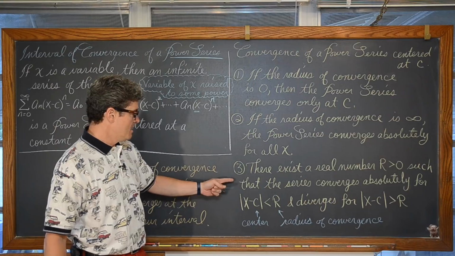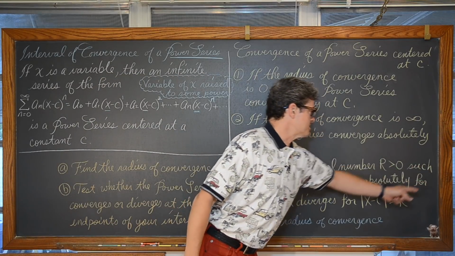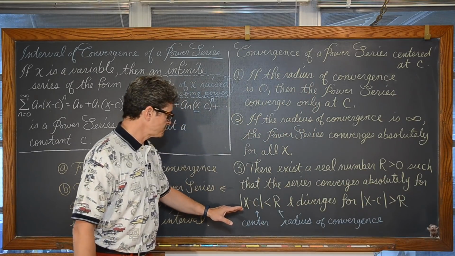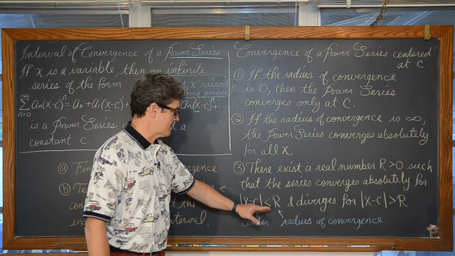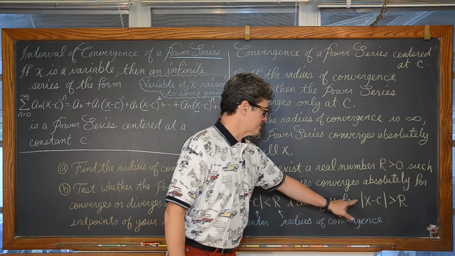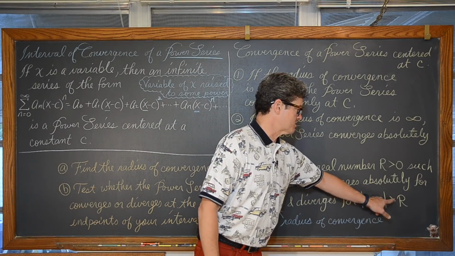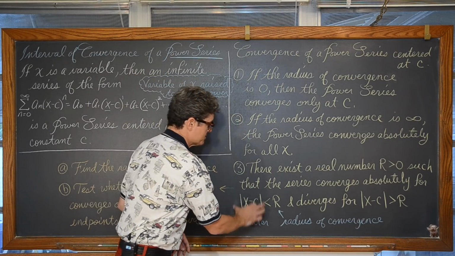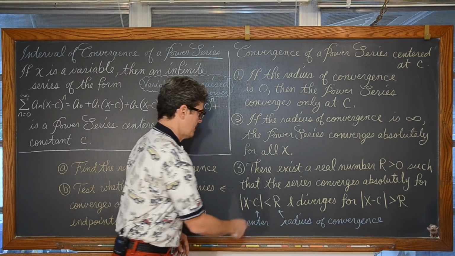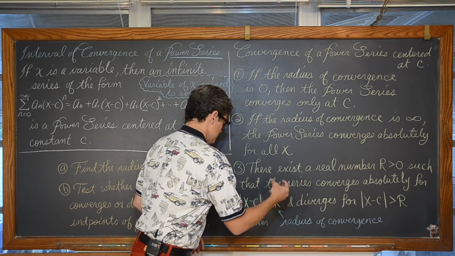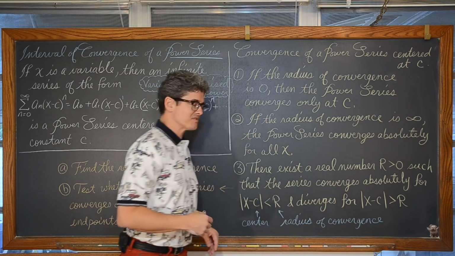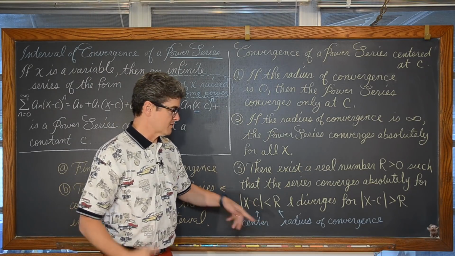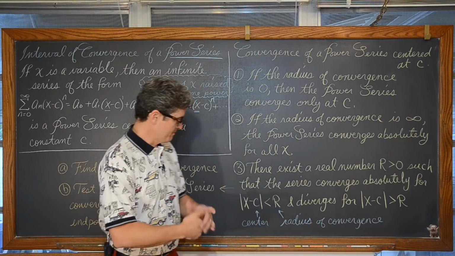play. Well, if there exists a real number r greater than 0 such that the series converges absolutely for the absolute value of x minus c less than r, and diverges for the absolute value of x minus c greater than r. We're going to be focusing really on this part here. When you get the absolute value of some binomial alone, and it's less than whatever your radius of convergence is going to be, we'll be able to identify what the center of our power series is if we can't already see it in the expanded form.